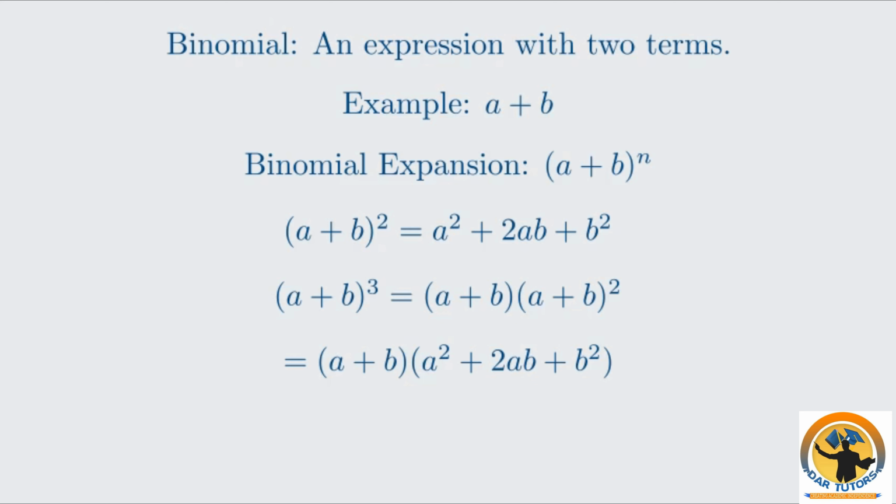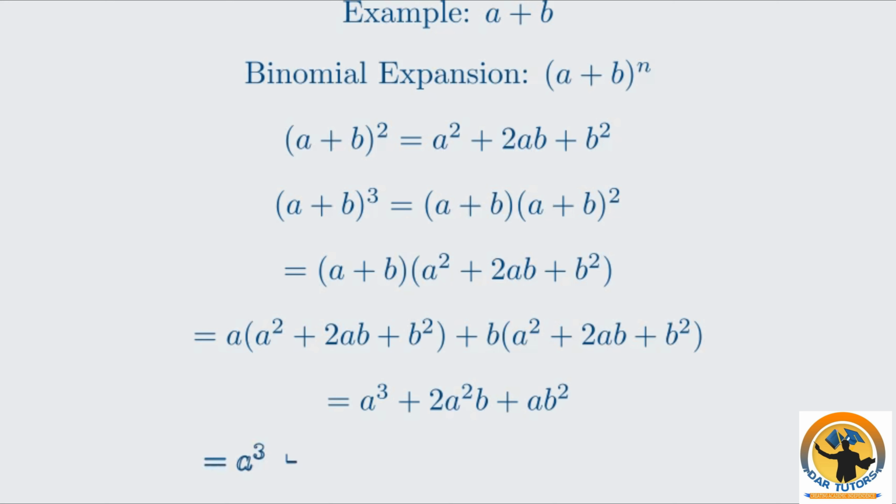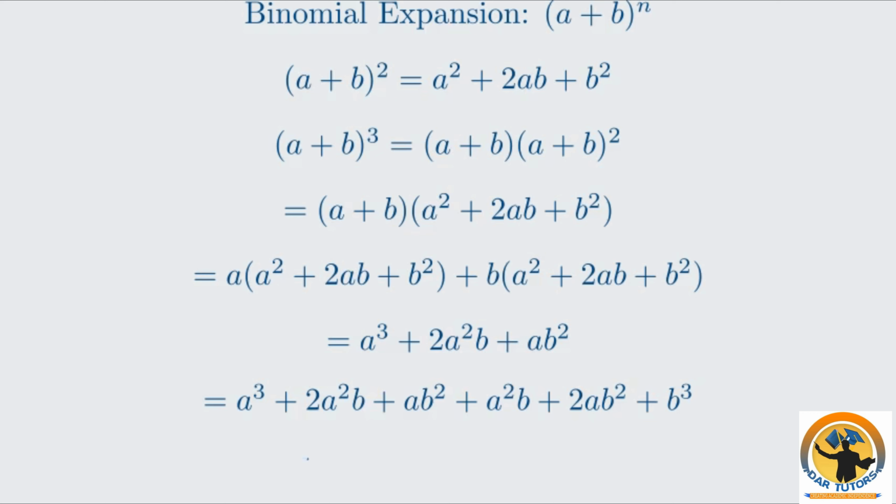First we multiply a by each term in the second bracket. This gives us a cubed plus 2a squared b plus ab squared. Then we multiply b by each term. This adds a squared b plus 2ab squared plus b cubed. Finally, we collect the like terms. Combining the terms, we get our final expansion, a cubed plus 3a squared b plus 3ab squared plus b cubed. This process works, but it's clearly tedious for higher powers. Our goal is to find a more efficient method.